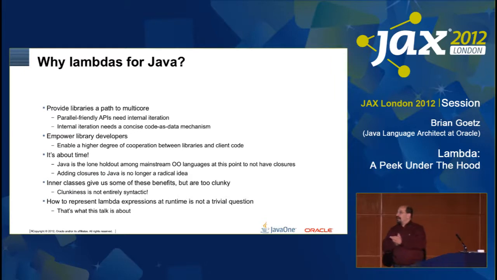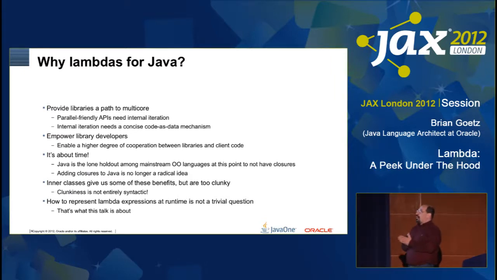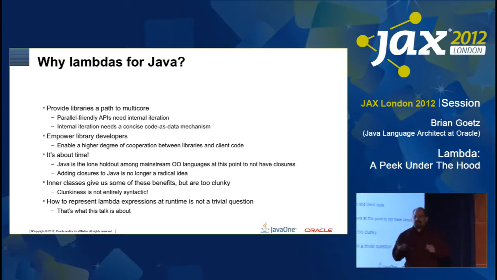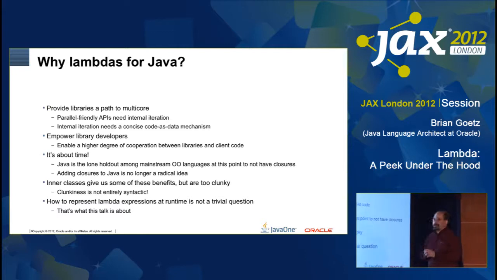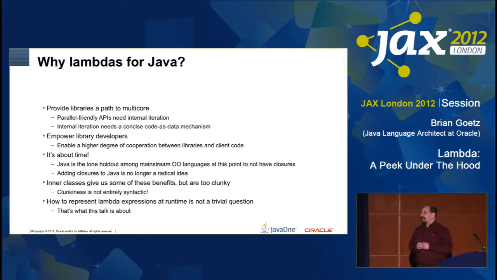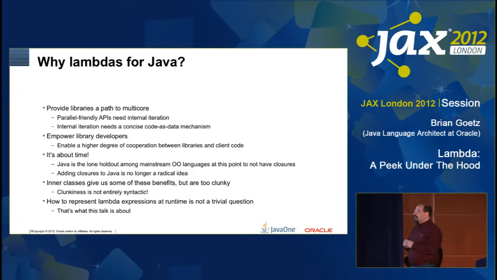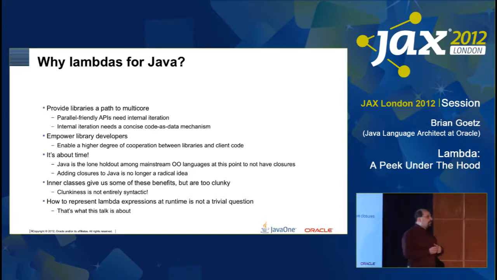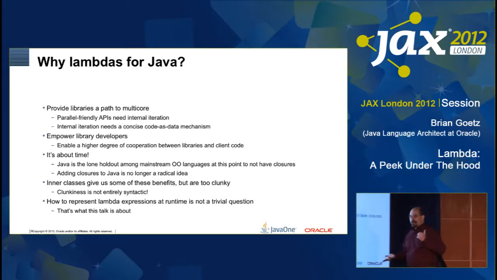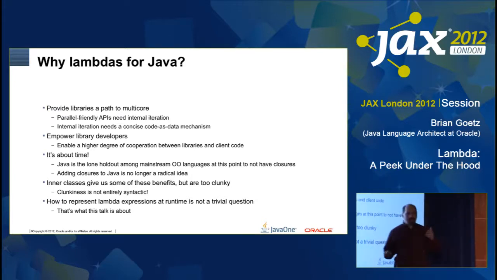So, a little bit of a repeat again from the last talk. Why are we doing this? Lots of reasons. One is keeping up with the competition. One is providing libraries a path to parallelism. Another is providing more effective libraries. You could observe that, well, we did this 15 years ago with inner classes in 1997. Wasn't that enough? Really, are we adding anything new and radical? And the answer is yes and no.